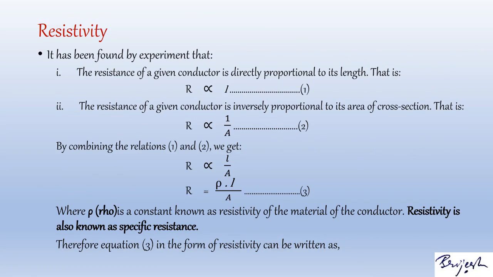Let us understand the term resistivity. It has been found by experiments that the resistance of a conductor is directly proportional to length, that is R is directly proportional to L. The resistance of a conductor is inversely proportional to the area of cross-section, that is R is directly proportional to 1 upon A, or we say that R is inversely proportional to A. So by combining these two relations, we get R is equal to rho L upon A, where rho is a constant known as resistivity of the material of the conductor. So resistivity is also known as specific resistance.